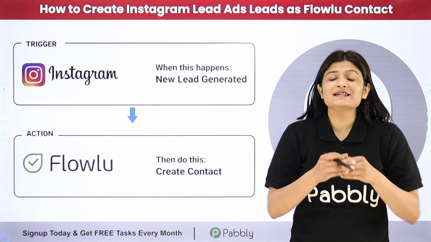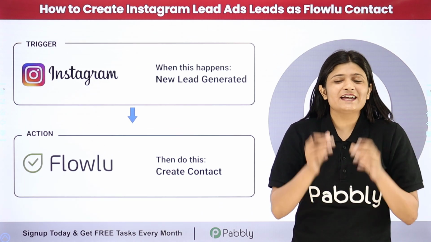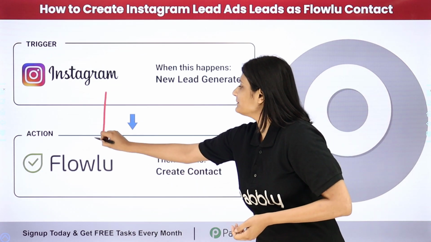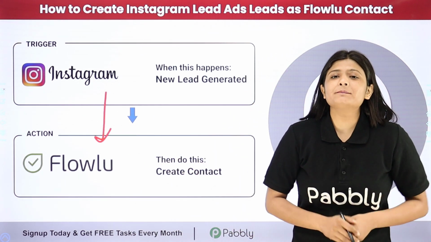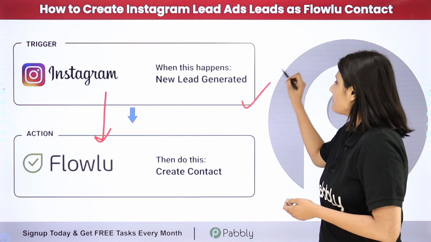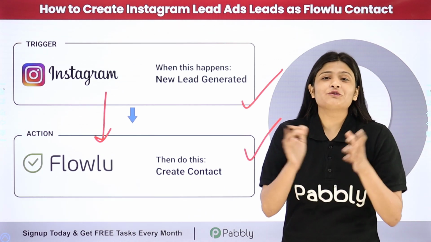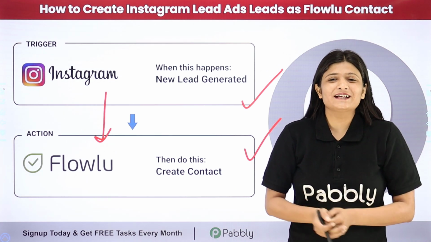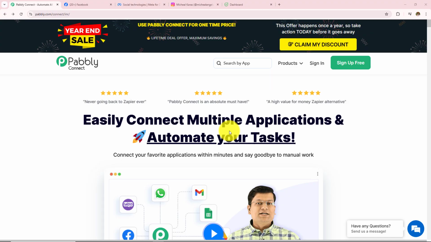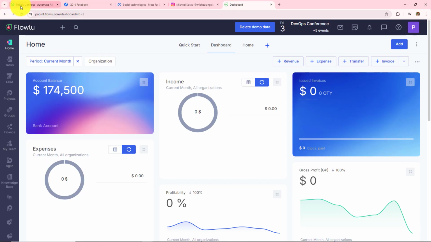Pabbly Connect is an amazing automation and integration software which requires no coding or programming skills. Here I just need to build a connection between Instagram lead ads and Flulu. With the help of Pabbly Connect, I am going to build this connection in such a way that whenever I receive a new lead in my Instagram lead ads, a contact will be automatically created in my Flulu account. Now if you want to learn this amazing automation step by step, then let me take you all to my screen. In this video, we are going to learn how to create Instagram lead ads leads as Flulu contacts. For this, we are going to create automation between Instagram lead ads and Flulu with the help of Pabbly Connect.